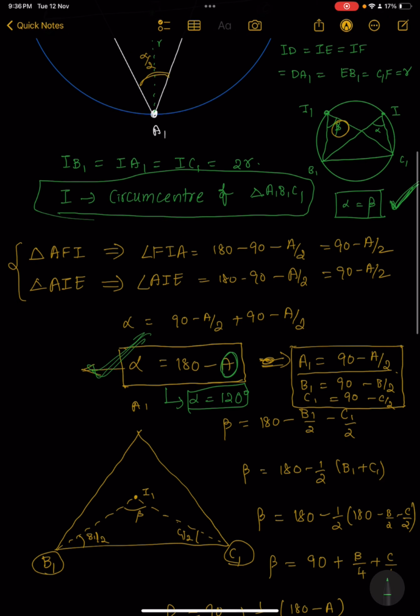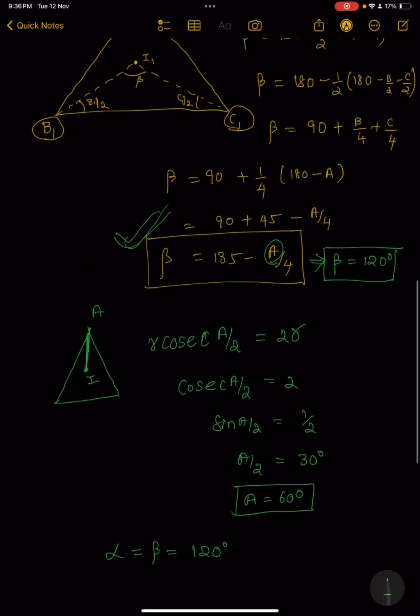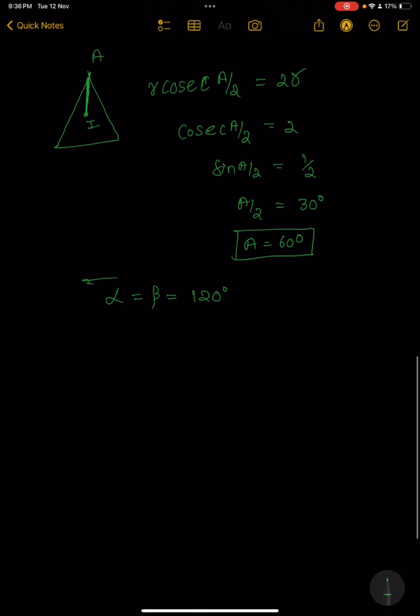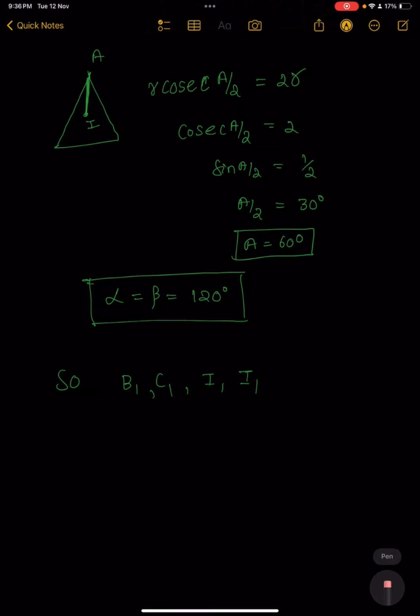What do we have to prove? To prove B1, C1, I and I1 are concyclic, we have to prove alpha is equal to beta. And we proved this. Alpha is equal to beta and that is equal to 120 degrees. So B1, C1, I, I1 are concyclic. Is it clear?